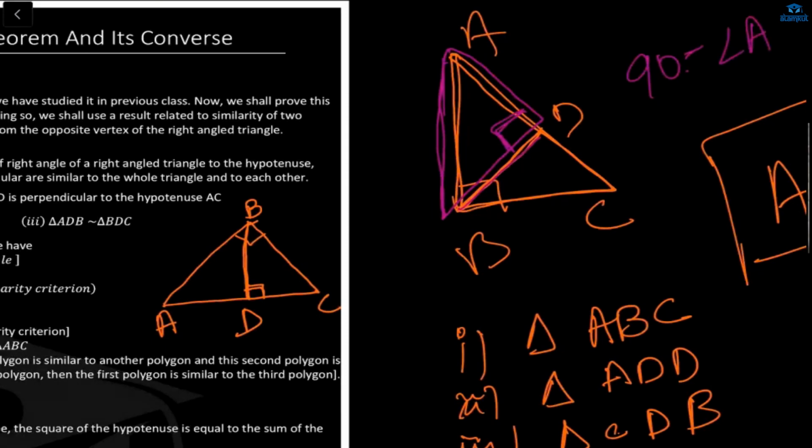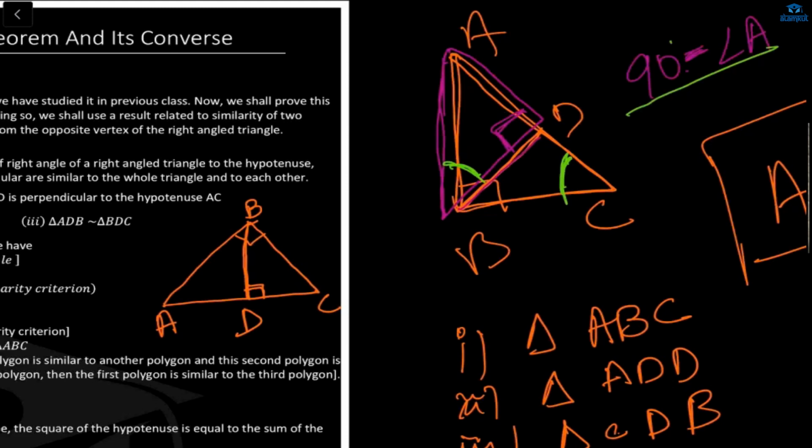Yeah, because one angle is already 90. So from 180 you minus 90, you'll get only 90. So from 90 minus angle A, I can say this angle will be equal to this angle because both angles will be represented as 90 minus angle A.